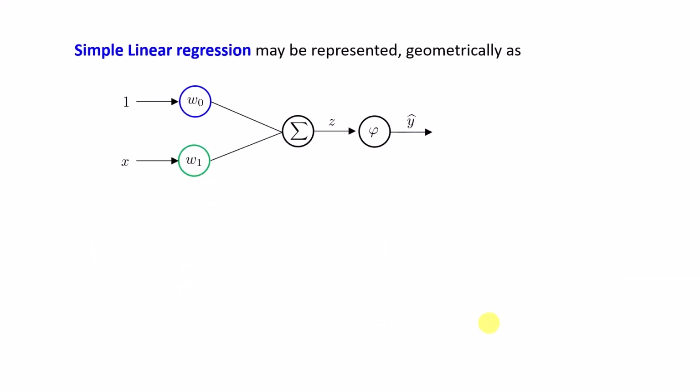Now let us see how we can represent simple linear regression geometrically. So here is a geometric representation. We have two nodes here, one blue node and one green node. The blue node has an input of 1 and the green node has an input of x. Once this 1 and x enter these nodes, they are multiplied by w naught and w1 respectively.